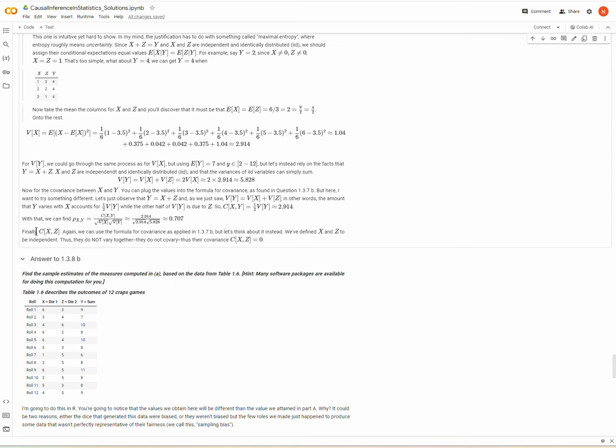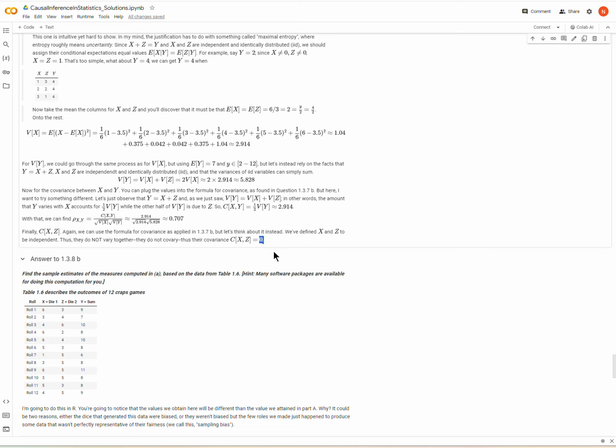Okay, and finally we have the covariance between x and z. Again, we could go through the formula that we saw for 1.3.7b and plug all of that in, or we could just recognize that we've defined x and z to be independent variables. They're two different dice, geez, I don't know which it is. But anyway, by virtue of them being independent, they have no covariance. So it should be 0.